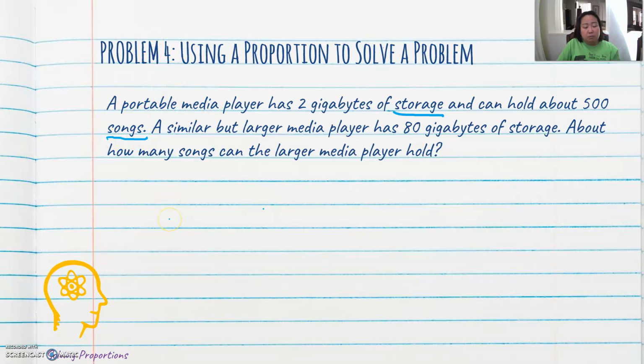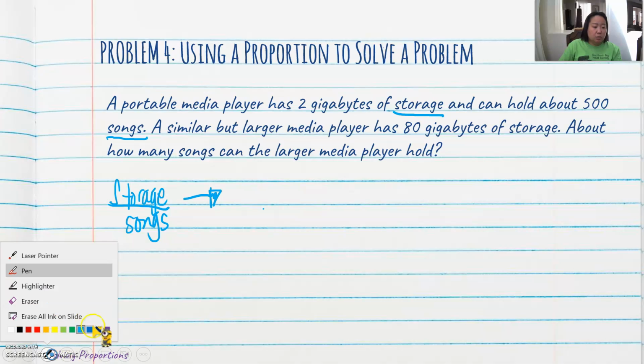It's up to you how you would like to set up your ratio. Do you want storage over songs or songs over storage? It doesn't matter, as long as when you set up your ratios, they are in a consistent pattern. So let's say we have storage over songs. So let's use that order, storage over songs. That is the ratio that we will set up.